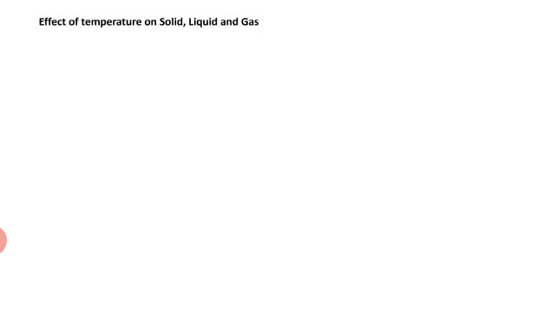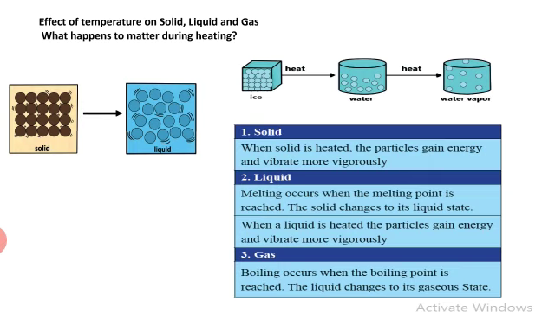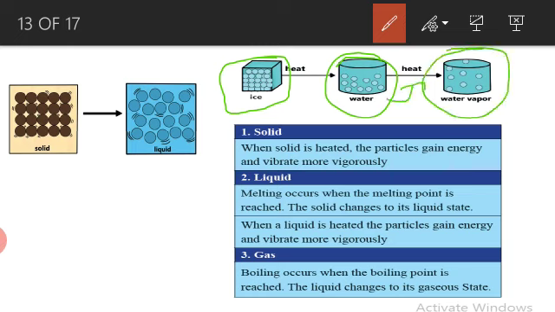Right. Next, effect of temperature on solid, liquid, gas. What happens to matter during heating? You see, this is ice. Ice is the solid state. After getting heat, it melts into water. After getting heat again, it goes to water vapor.